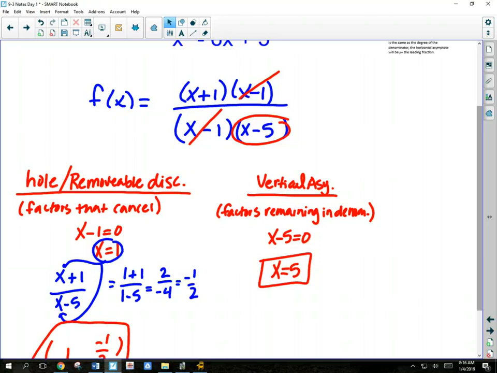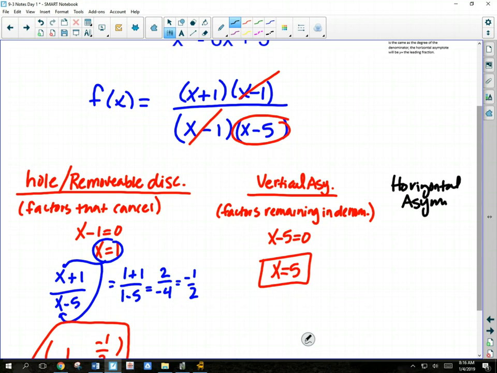Then you have horizontal asymptotes, and to do the horizontal asymptotes, you use the rules, okay?